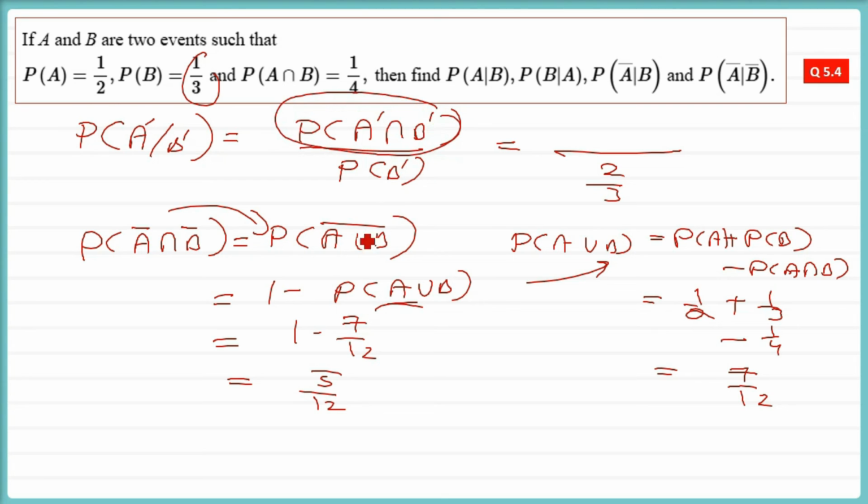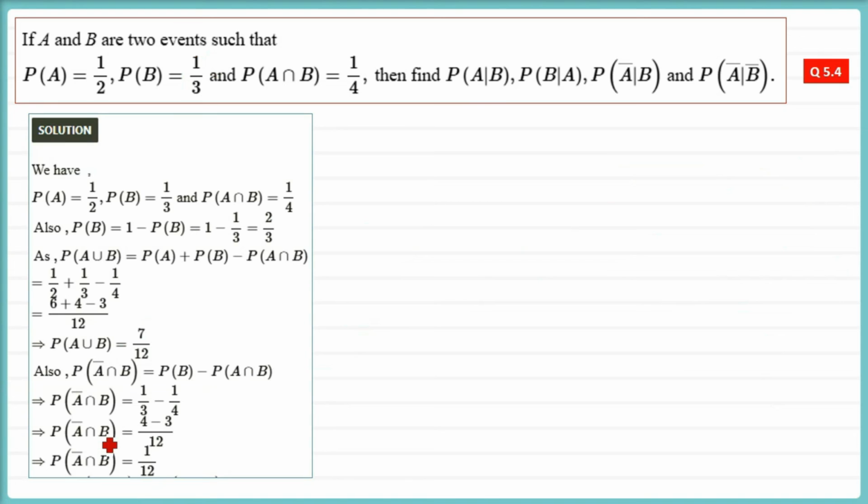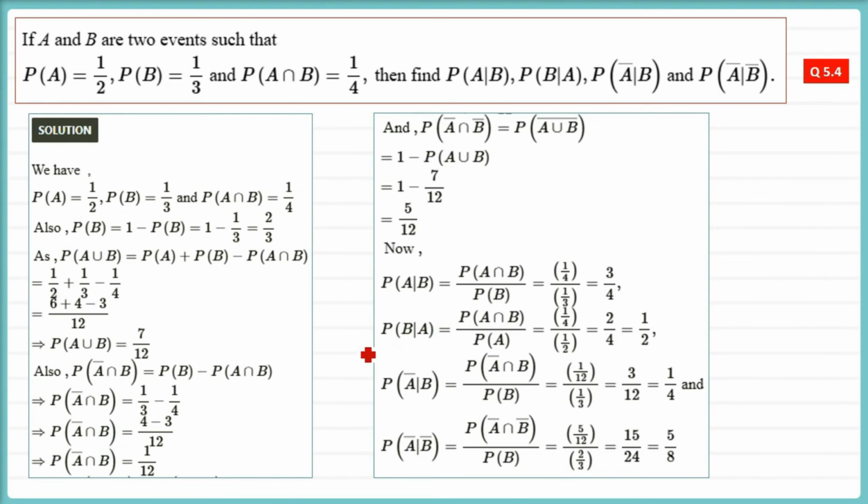Now using all these which we have computed in the equation, 5 by 12. 2 by 3 was already written by me, if you remember. So this comes out to be 5 by 12 into 3 by 2. 3 fours are 12, so 5 by 8 is going to come for P(A naught divided by B naught). I have explained all these separately, and let me also show you the formal way of doing it. So this is how you're going to go about it.